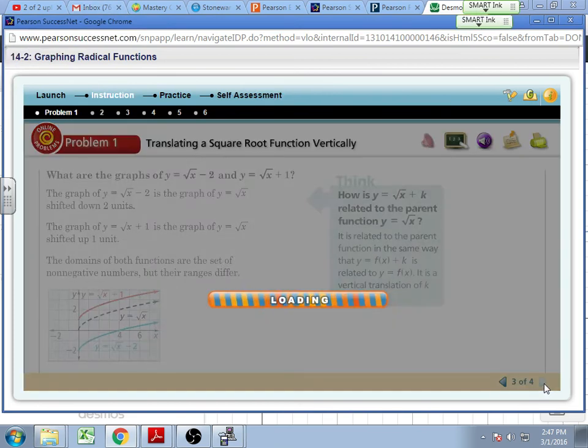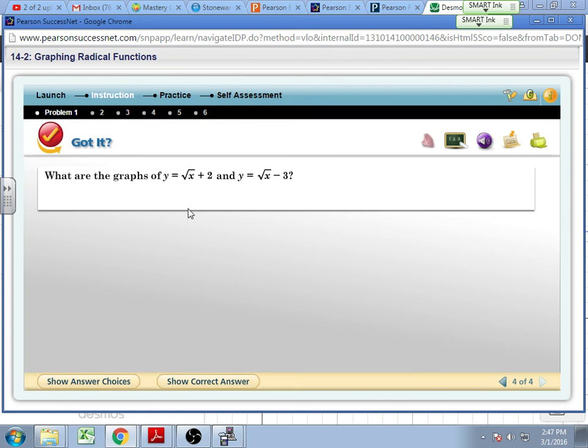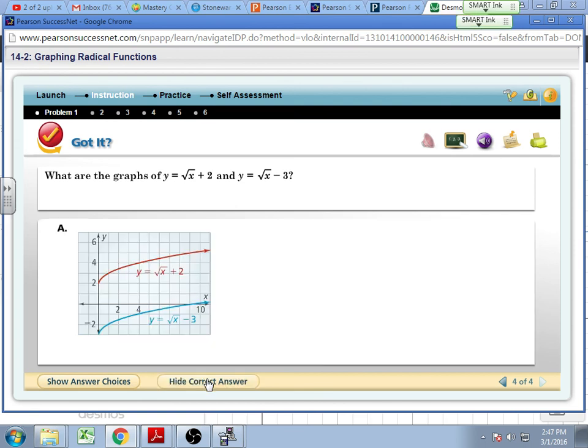If you try the got it on your own, we see radical x plus 2 and radical x minus 3. Take a second to decide what would happen with these graphs. And hopefully what you figured out is that the first one will be shifted up by 2, and the next one will be shifted down by 3. For problem 2, go ahead and move on to the next video.